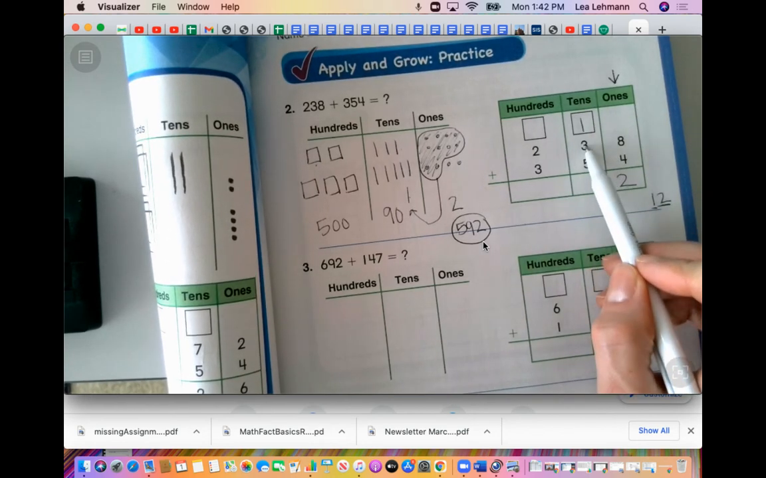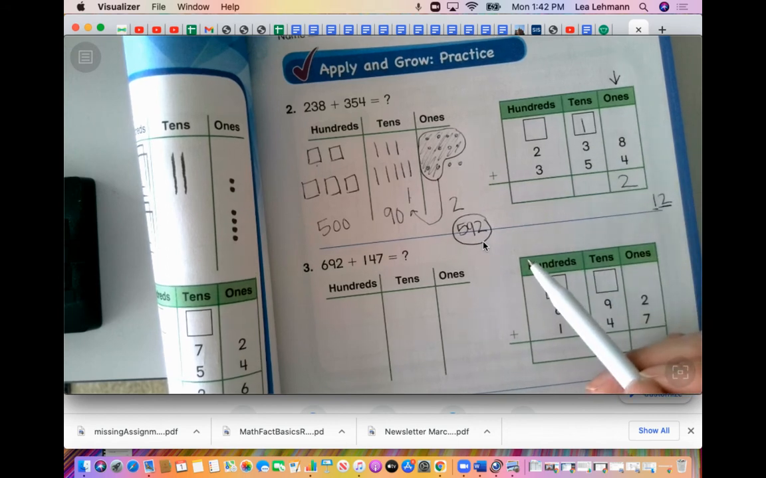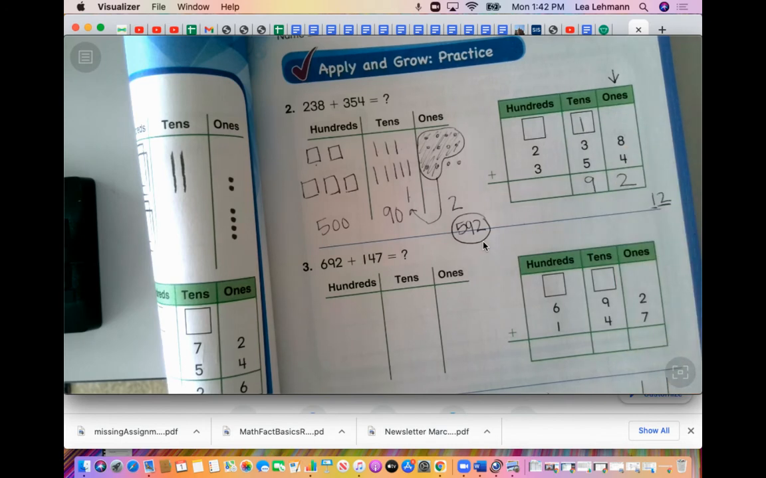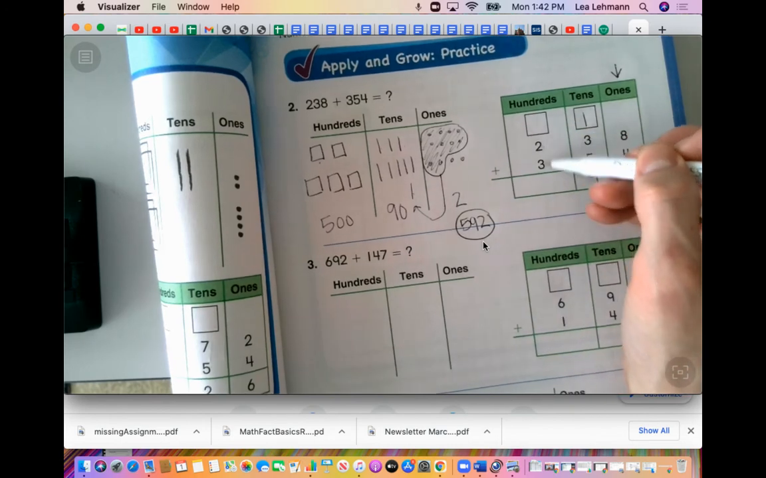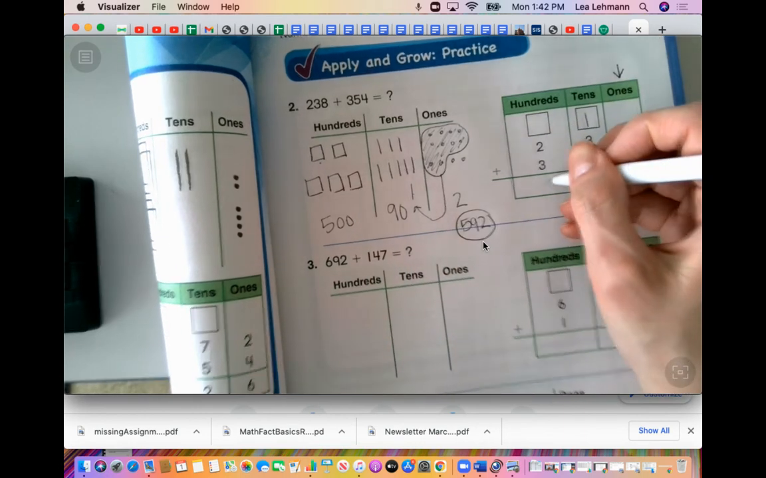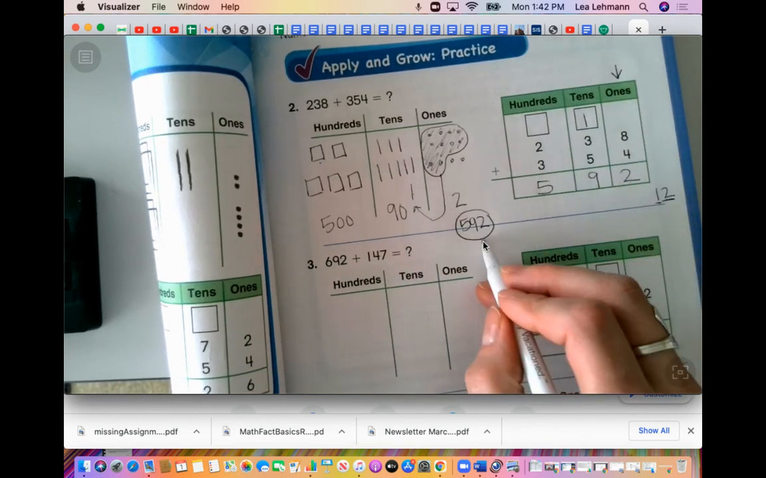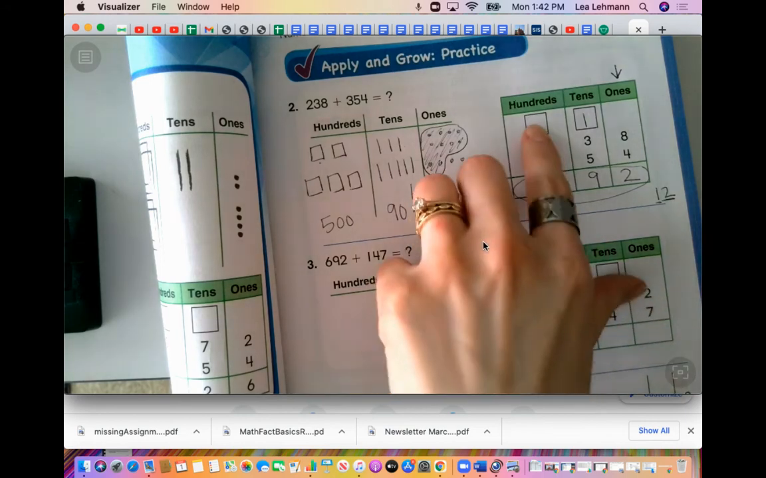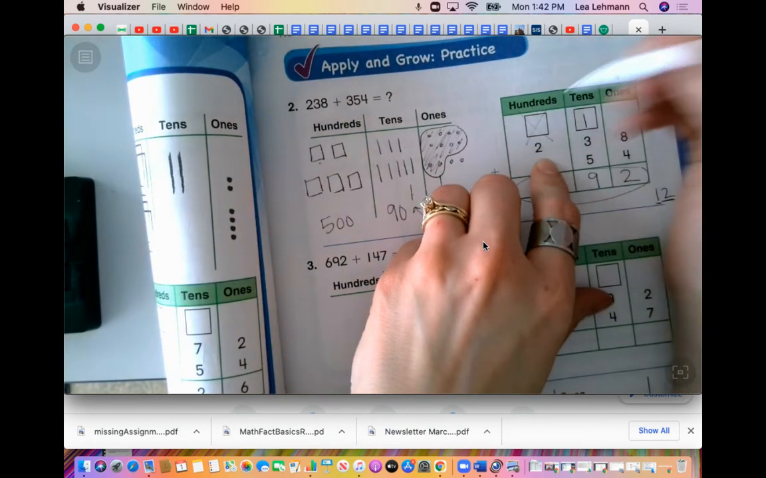Now, what's the 1 and the 3 and the 5? 9. Just like this was 9. And then what is the 2 and the 3? Just like over here, the 2 and the 3. 5. So do I still get the same answer? Yes. But you can cross out the 100 box because you don't need it. Yeah, this box, did I need to use it? No, I didn't need to use it.